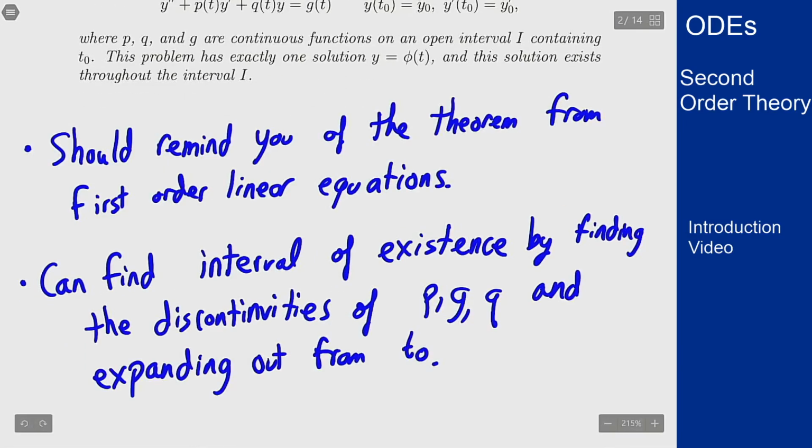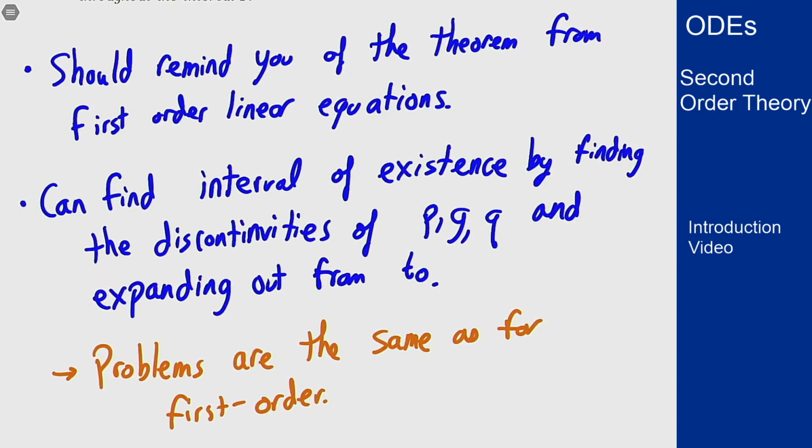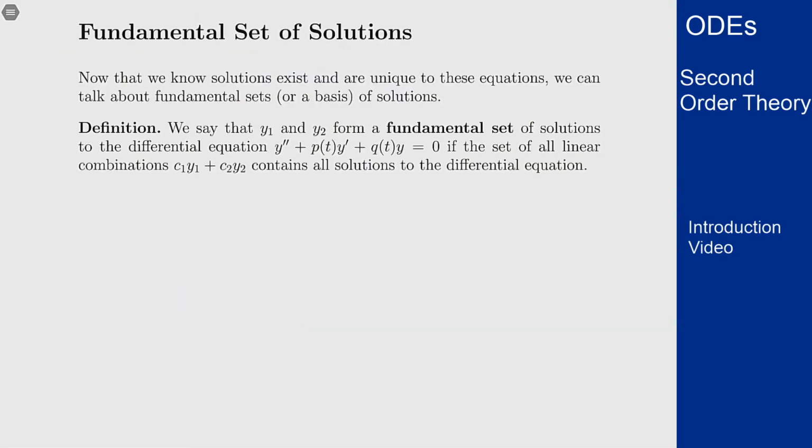Problems of this type work identically to the ones of the same form for first-order equations. So as long as I give you an initial condition in the form of the value of the function and its derivative at a given point, and things are continuous, then we know the solution exists and is unique. Now that we have this idea, we can talk about the idea of a fundamental set or a basis of solutions to a given problem.